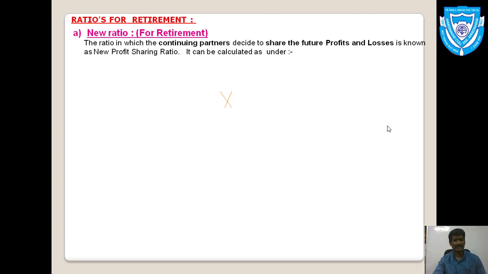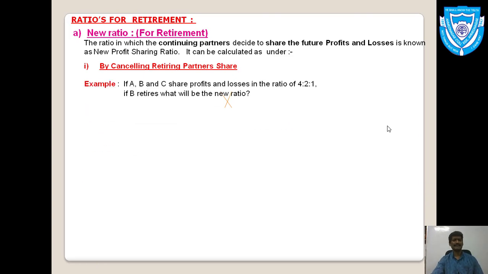When the continuing partners decide how to share future profits and losses, that ratio is known as the new profit sharing ratio. And let us see how it is calculated. It is calculated by two ways or two methods. First one is by cancelling the retiring partner's share. You can directly cancel the retiring partner's share. Here we can see one example. With the help of this example, we can calculate this new ratio.